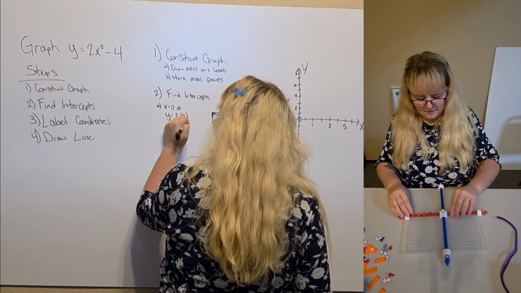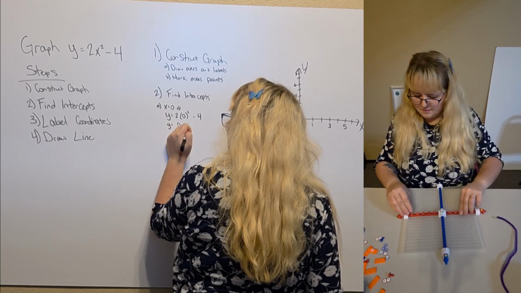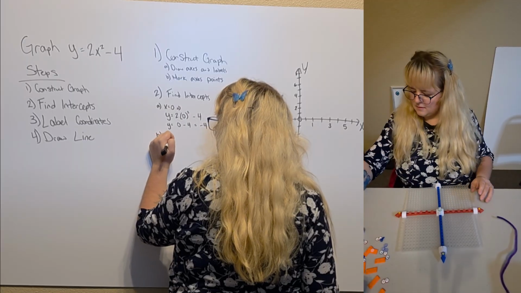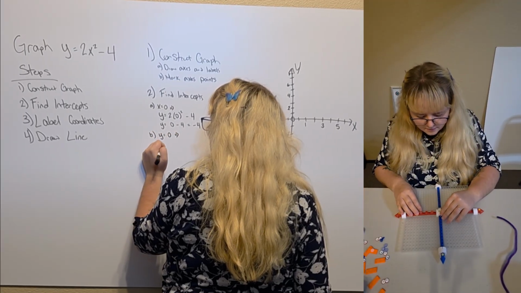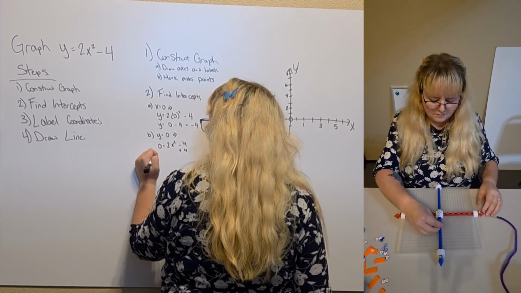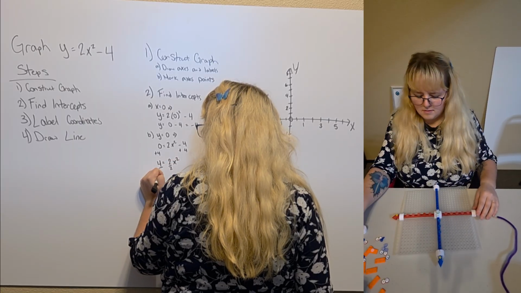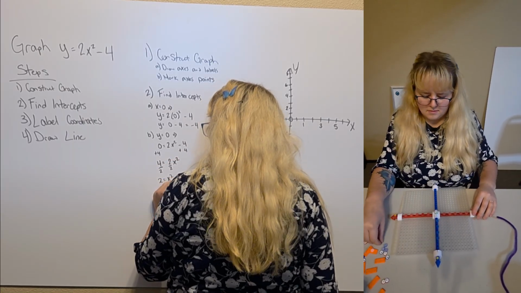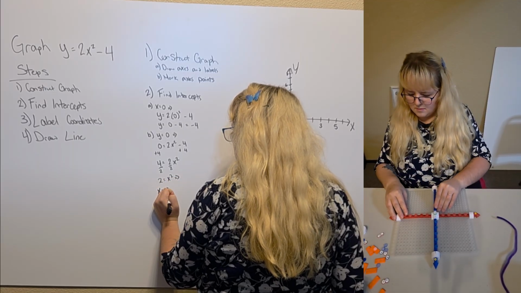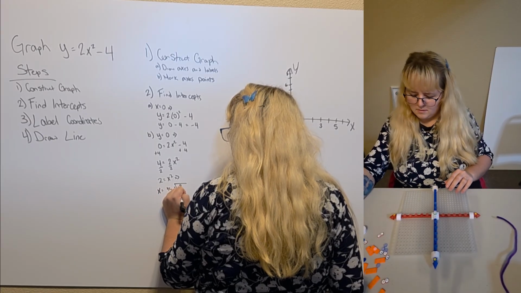After you've constructed your base graph, you'll want to find the intercepts to be able to mark those coordinate points. So we start with y equals 0 and x equals 0. Starting with y equals 0, we plug in 0 for y in that function, and we get 2x squared minus 4 equals 0, which means 2x squared equals 4. Dividing out that 2, we get x squared equals 2, and then square rooting both sides, we get x equals plus or minus the square root of 2.